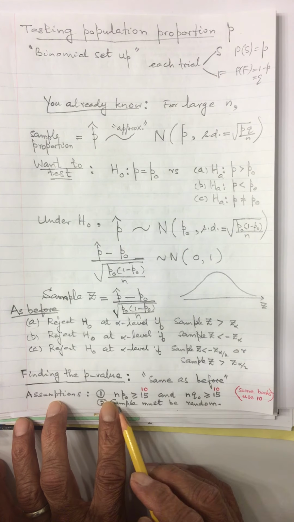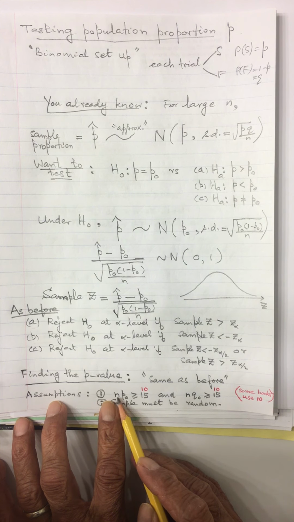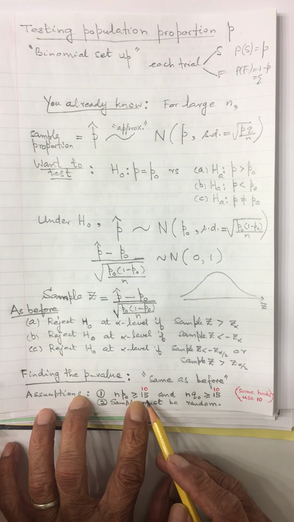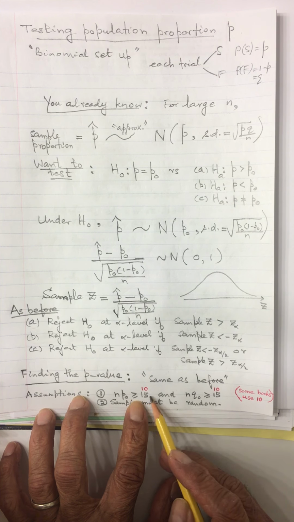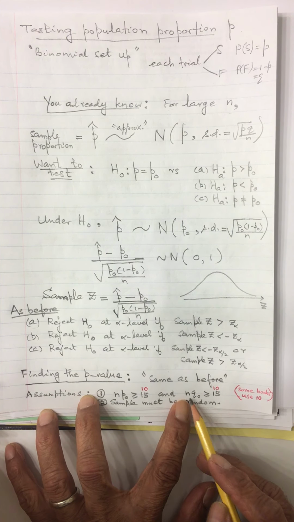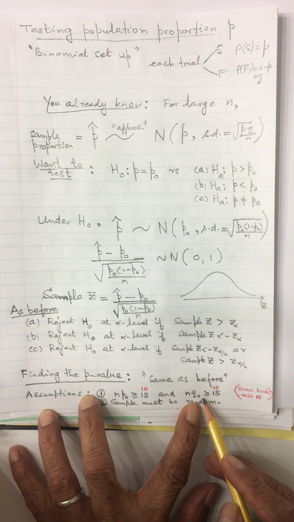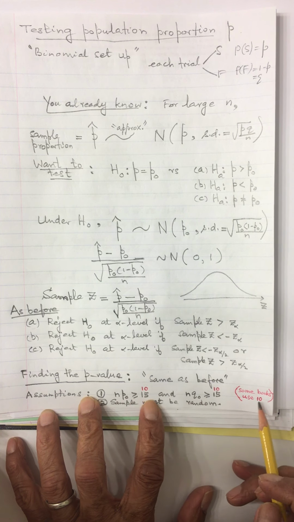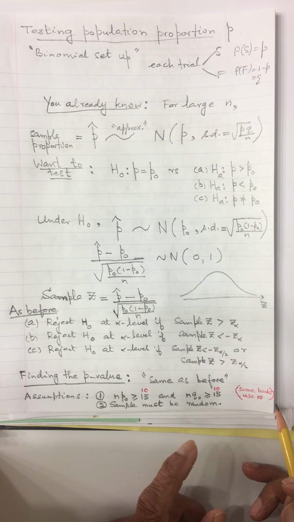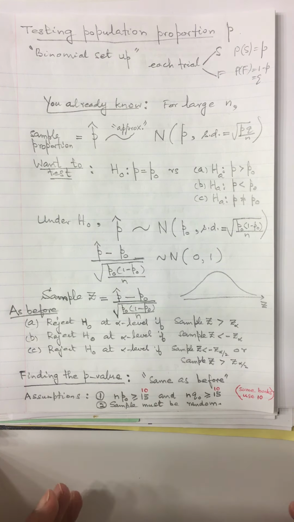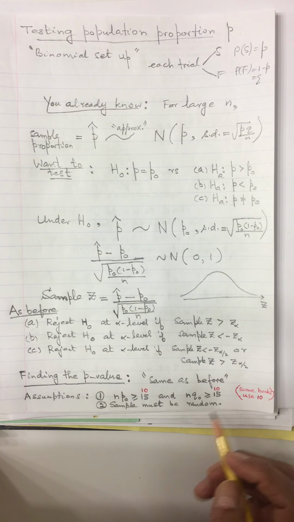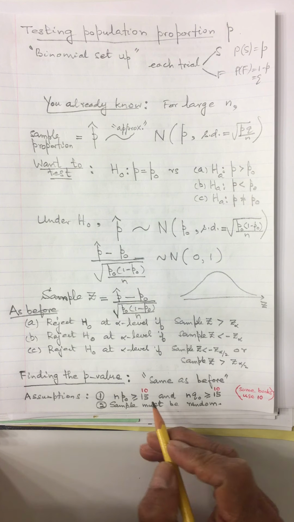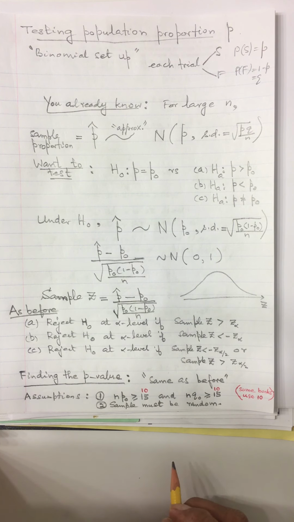Large n, in this case, n times p naught has to be bigger than or equal to 15, and n times q naught must be bigger than or equal to 15. Some books use 10, which is also enough. So either 10 or 15, it depends on the book you're looking at. It has to be a minimum of 10.